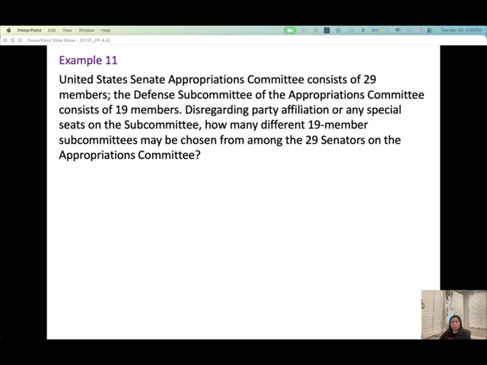Example 11. The United States Senate Appropriations Committee consists of 29 members. The Defense Subcommittee of the Appropriations Committee consists of 19 members. Disregarding party affiliation or any special seats on the subcommittee, how many different 19-member subcommittees may be chosen from among the 29 senators on the appropriations committee?